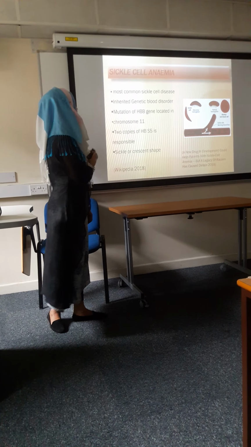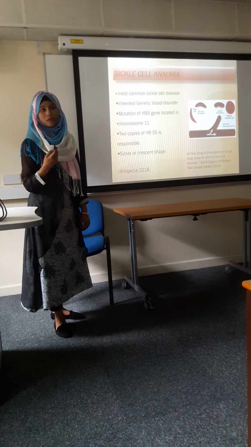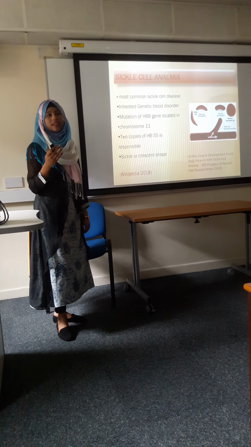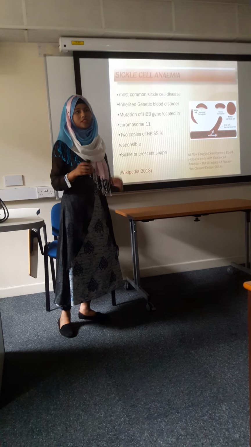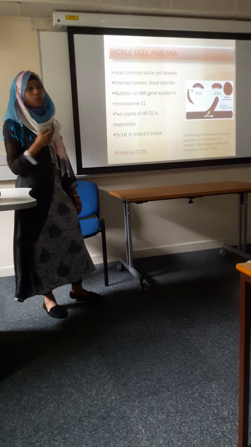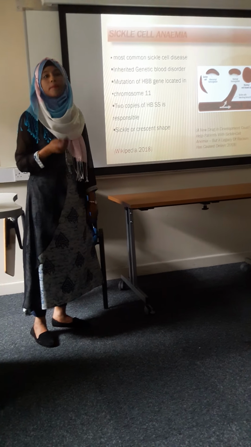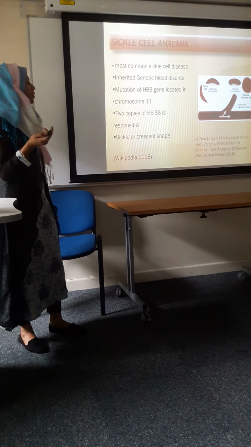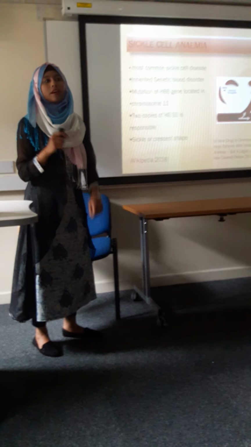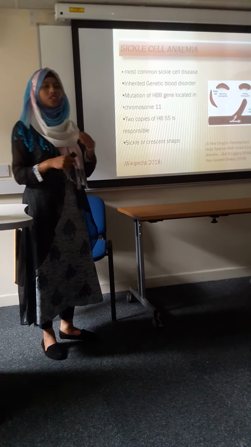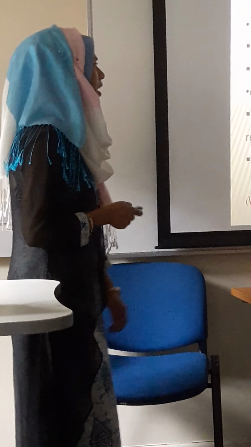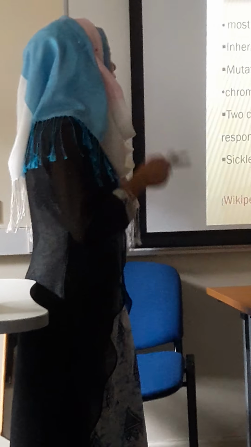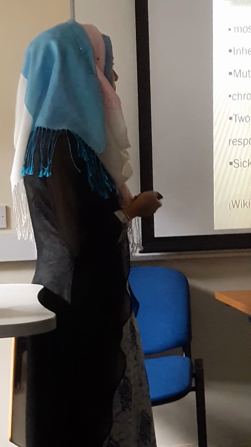Sickle cell anemia is the most common sickle cell disease in the world, and it is a genetic blood disorder which is inherited from both affected parents. When a point mutation occurs in the hemoglobin beta gene, abnormalities occur in the beta hemoglobin, which gradually turns into the disease sickle cell anemia. And hemoglobin S is mainly responsible for this sickle cell anemia.